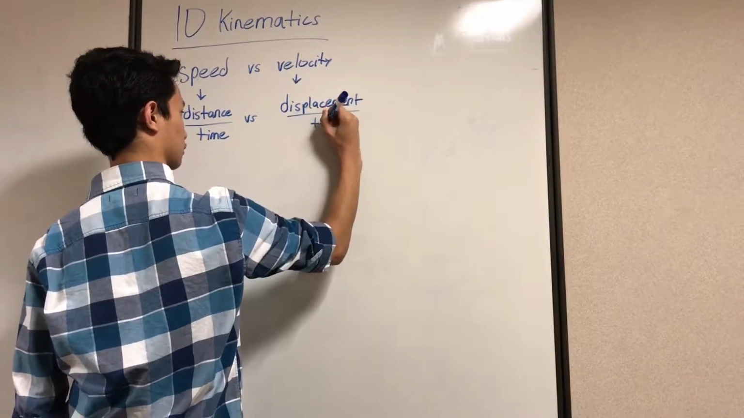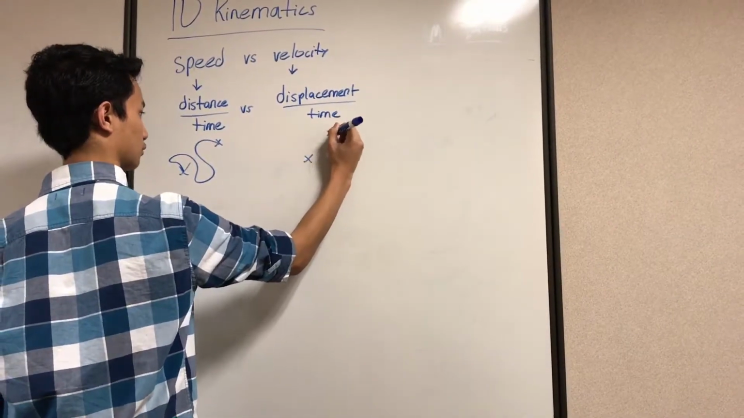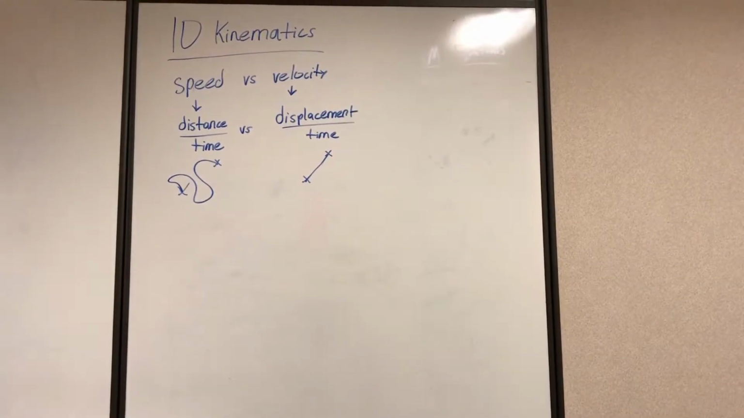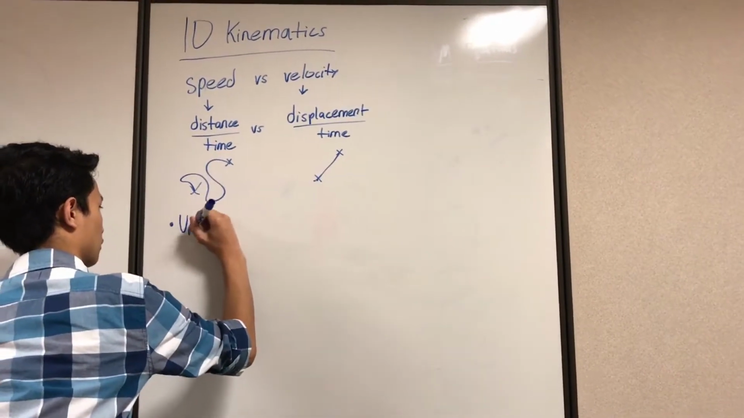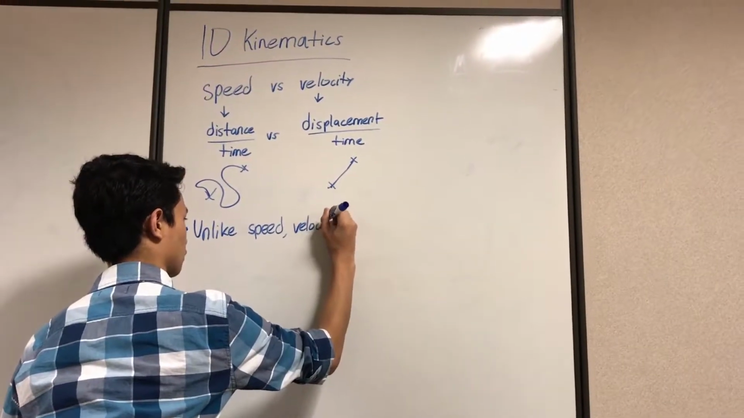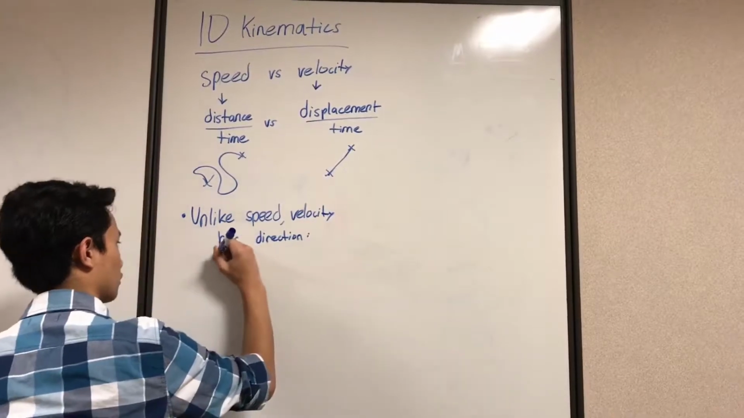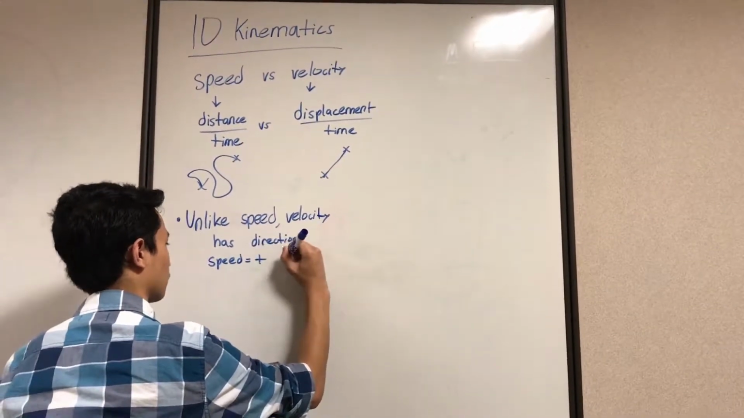The difference between distance and displacement is that distance covers the object's entire path of travel, while displacement just refers to the object's final position minus its initial position. So unlike speed, velocity actually accounts for direction. So velocity can be positive or negative, while speed can only be positive.